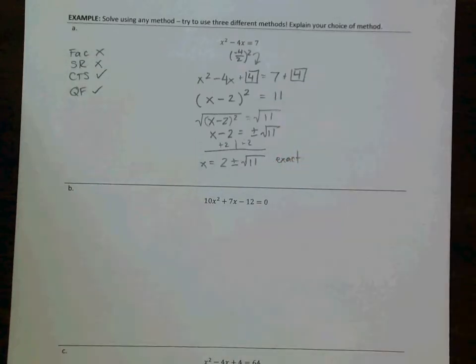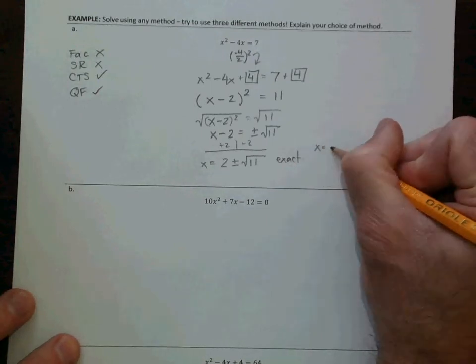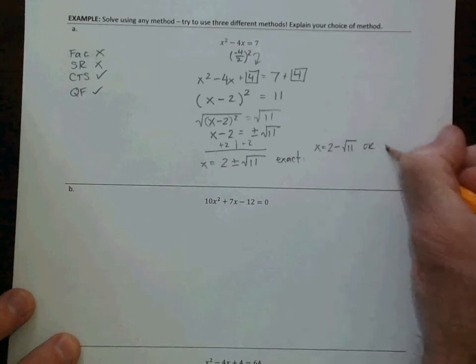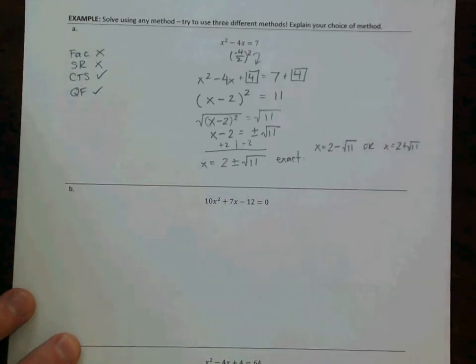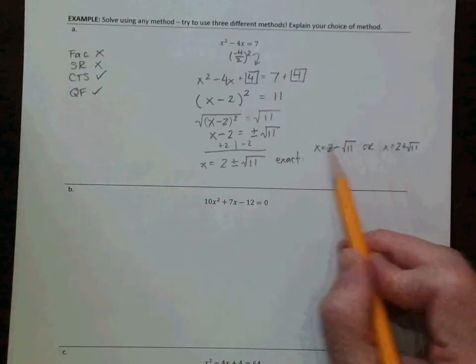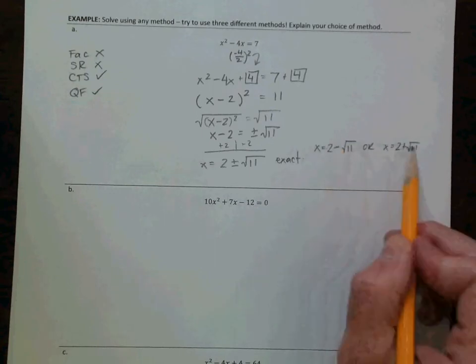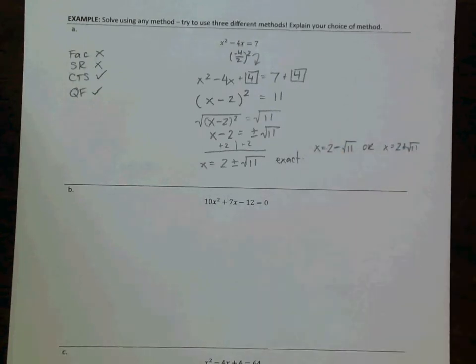And if I want the approximate solutions, I can do x is equal to 2 minus the square root of 11, or x is equal to 2 plus the square root of 11. And one thing that's important to notice here is the only difference between these is the middle sign. So one is subtraction, one is addition.